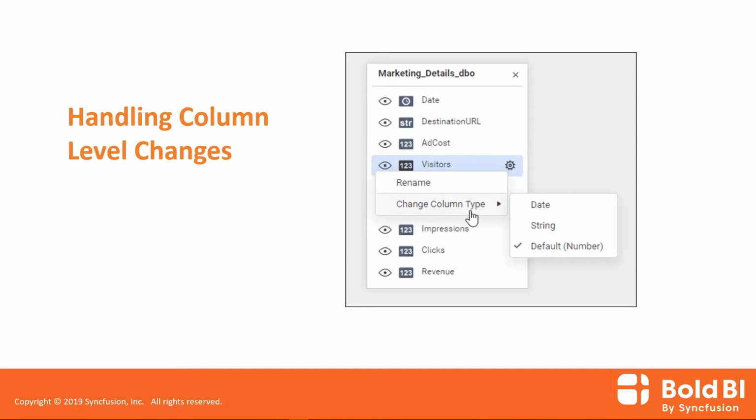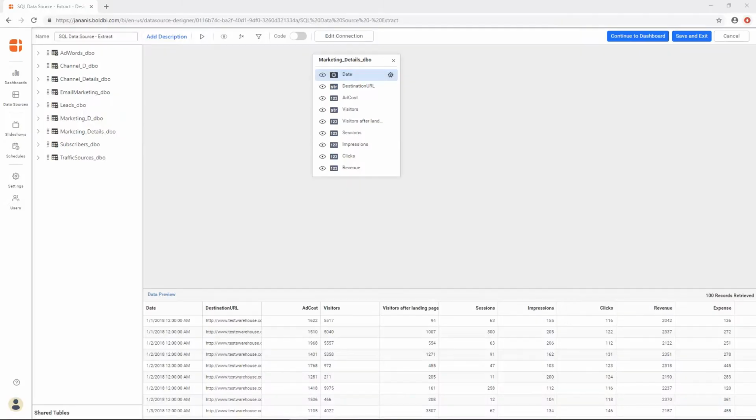Next, let's see the formatting options on the table columns, like renaming a column and changing data type of a column. In the Data Source Designer, I have the Marketing Details table in the Table Design pane. You can rename the column name in 2 ways. First, simply double-click the respective column to enable edit mode. Type the new name and press Enter. Or, click the settings icon and choose Rename option to add a new name like before.